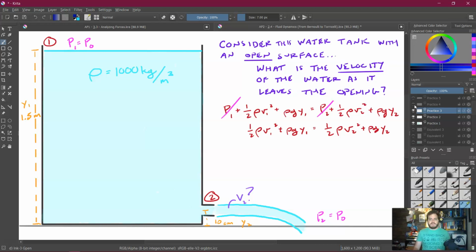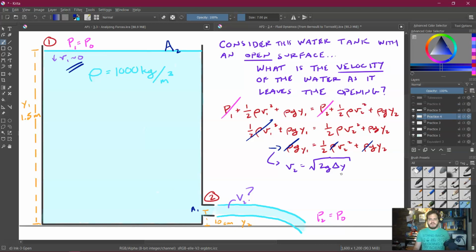Next step of the derivation, remember we can assume that this cross-sectional area at the top is way bigger than this cross-sectional area at the bottom. And because of that, we can say that the velocity at point 2 is really, really big compared to v1, and in fact, because of that, we can say v1 is essentially 0. And that allows us to cross out this term, and we are left with this part of the Bernoulli equation, and we can go ahead and cancel out our densities. So you have g y1 equals 1/2 v2 squared plus g y2. We rearrange this, and you should get v2 is equal to the square root of 2g delta y.